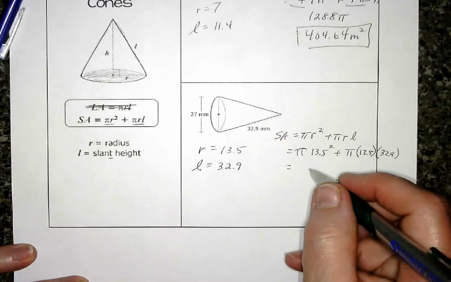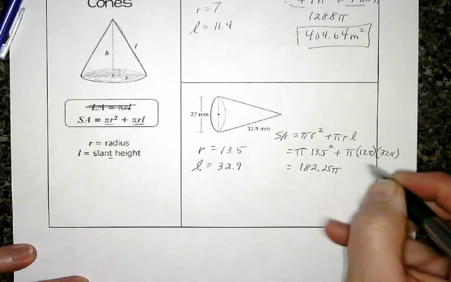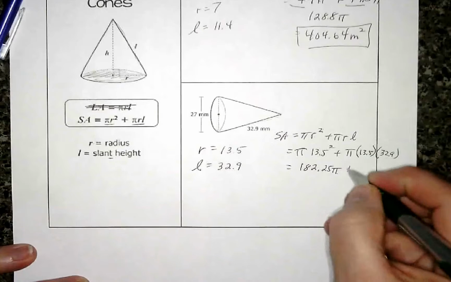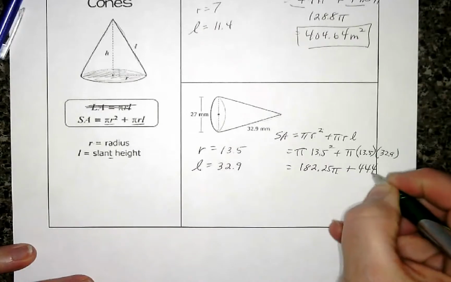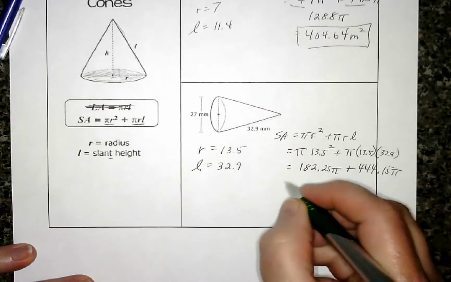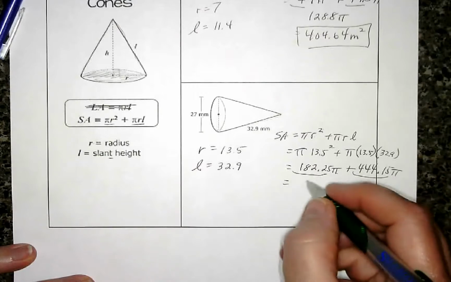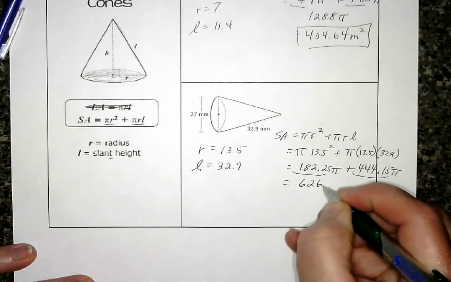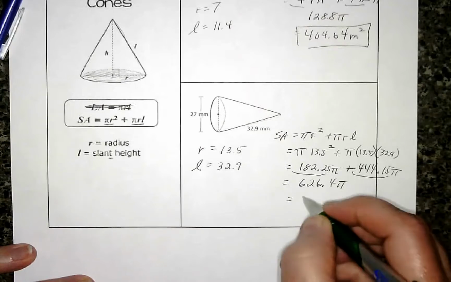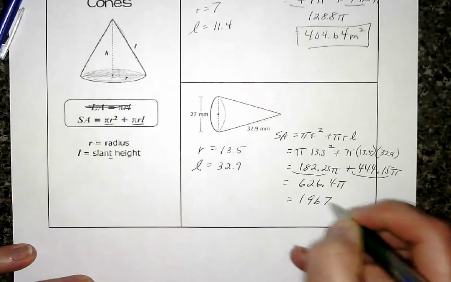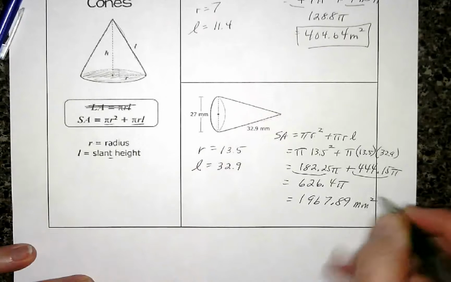Okay, so 13.5 squared is 182.25 pi. Multiply these two together, 444.15 pi. Add my two together here, 626.4 pi. Multiply that out, multiply this times pi, and you get 1,976.89. We're at millimeters squared.